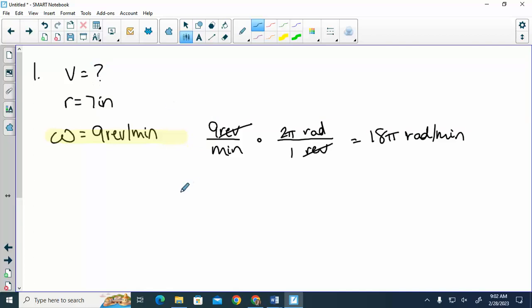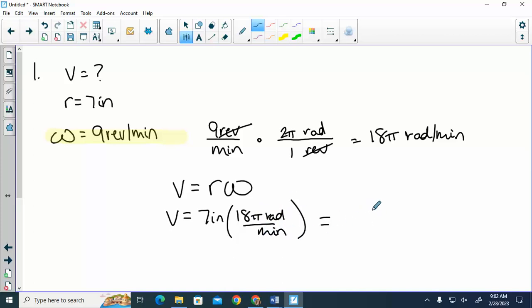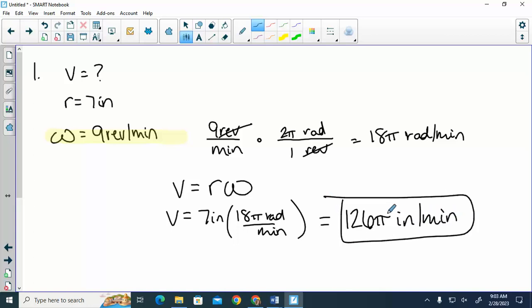So now I have R and omega. I'm looking for V. So V equals R omega. So you have 7 inches times 18 pi radians per minute. Radians are like that extra unit. If you have too many things, it goes away. If you don't have enough, that's when you throw in a radian. So 7 times 18 would be 126 pi inches per minute. If you multiplied out the pi, that's okay as well. I would take either. All right. Any questions on that?